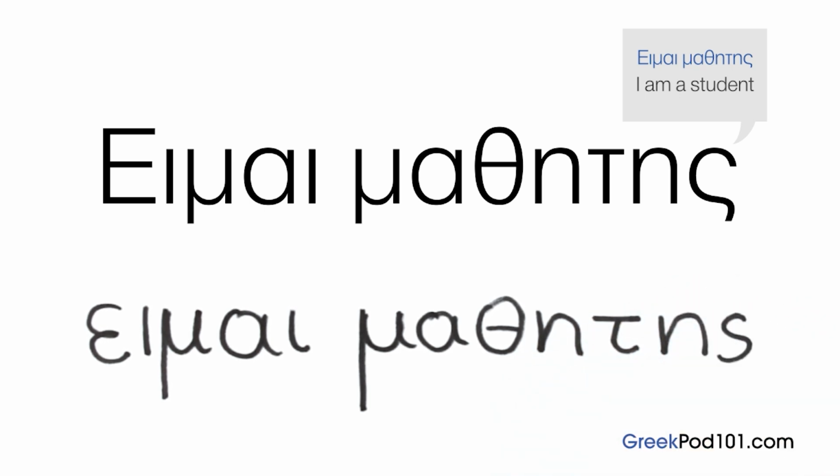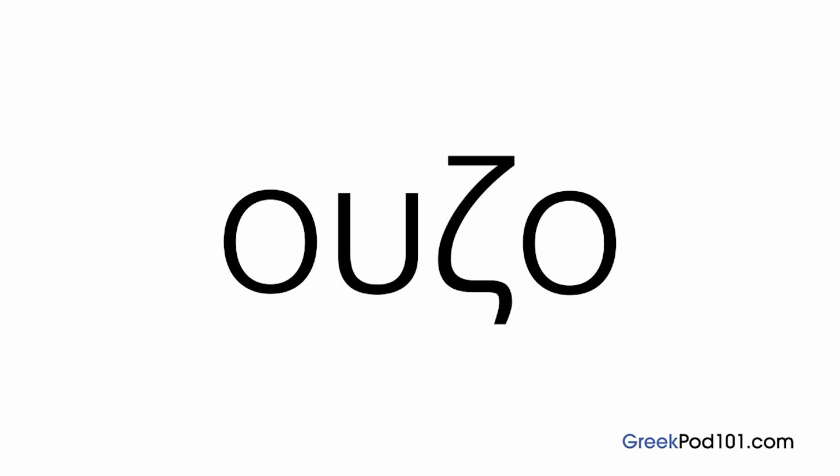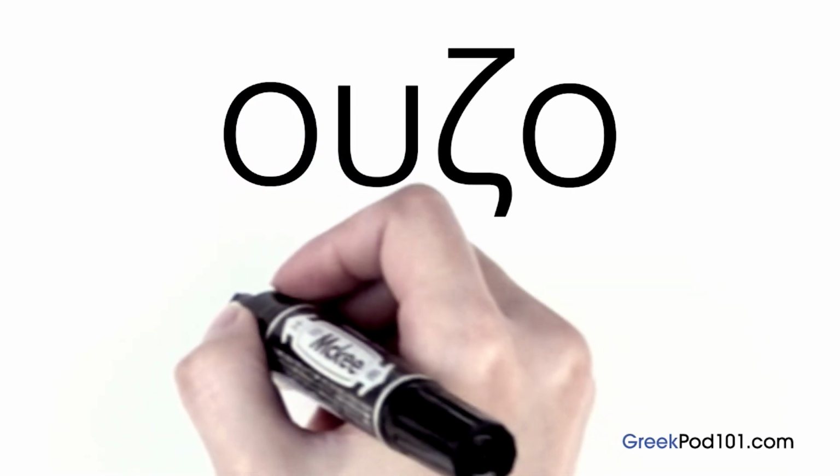Είμαι μαθητής. When you were learning the basic alphabet, you might have wondered if there is an U sound in Greek. Well, there is, but you need to make it with 2 letters instead of 1. In this case, it is omicron combined with ipsilon. The most common example is ouzo, the famous Greek drink. It is written like this, and for the U sound we use omicron ipsilon. Let's write this too.